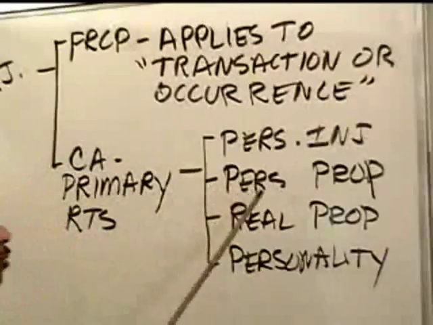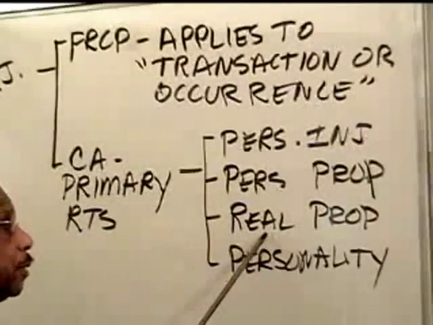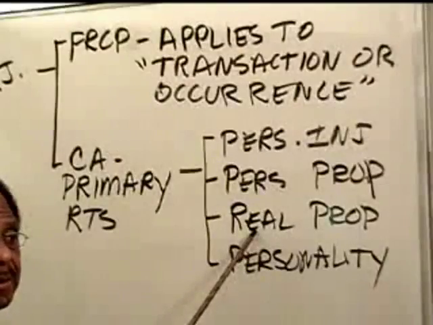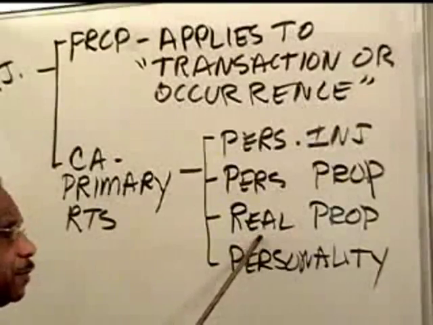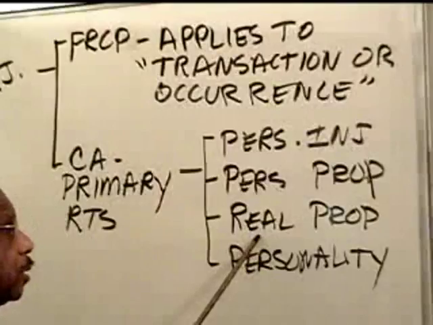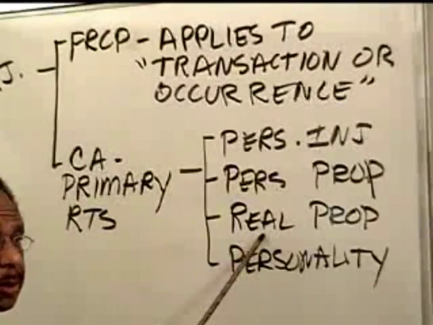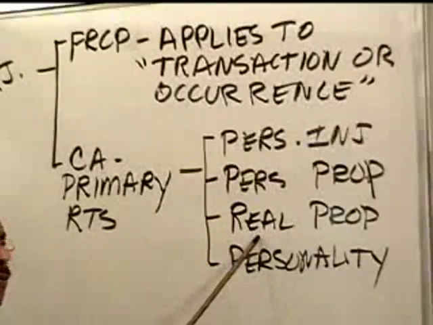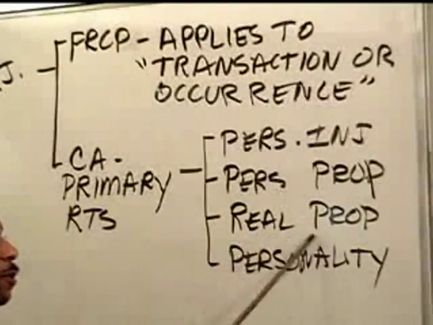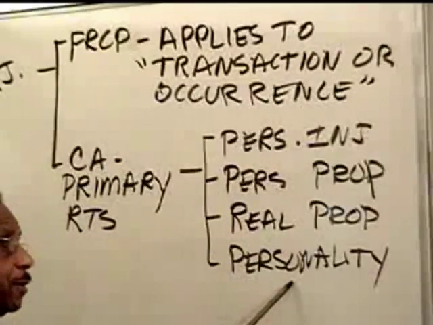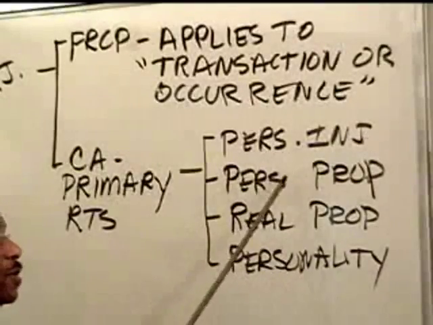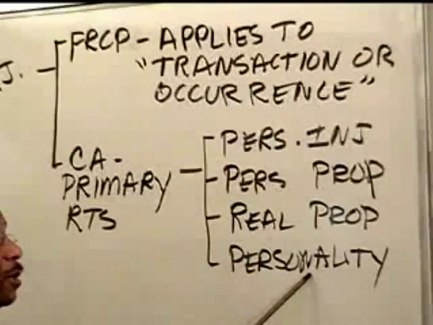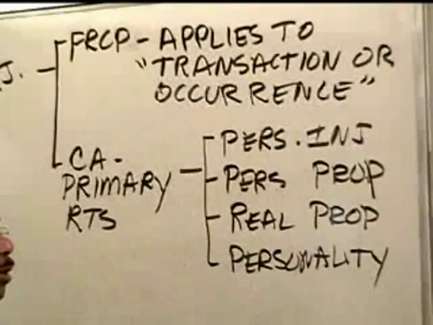You can sue a third time for damage to real property if real property was involved in the accident. For example, if the car bounced up onto somebody's yard, or your yard, and damaged the fence or hit the house or something, real property and personalty, all of these can be brought in separate lawsuits. Whereas under the federal rules, if you bring any one of them, you're litigating the entire transaction or occurrence.